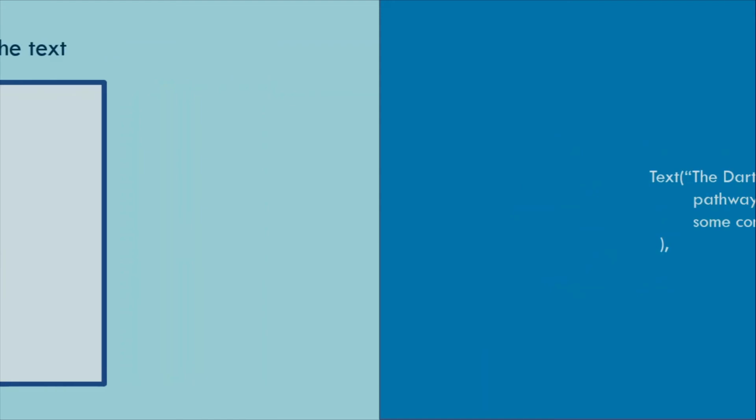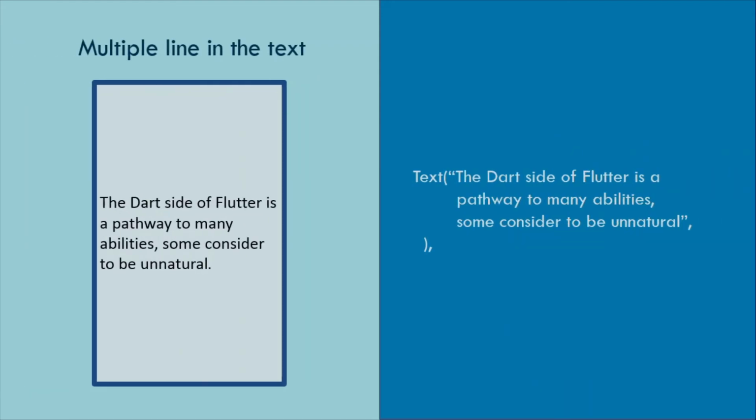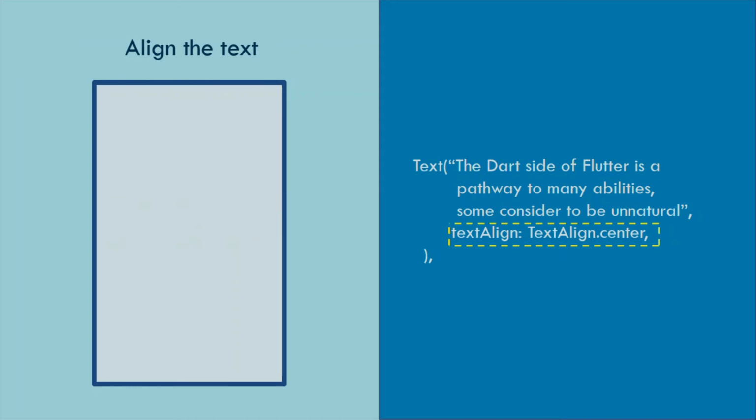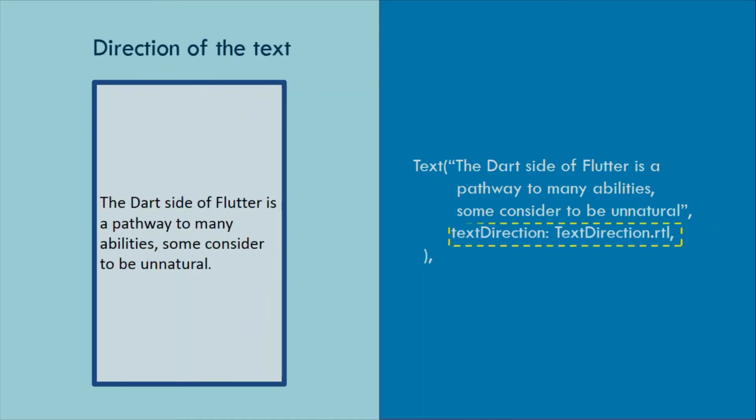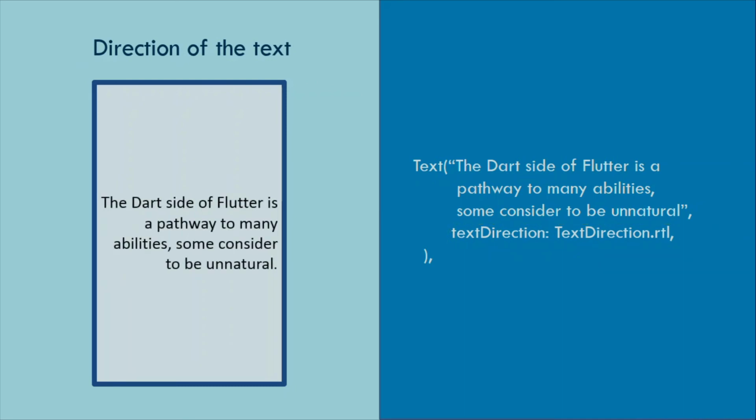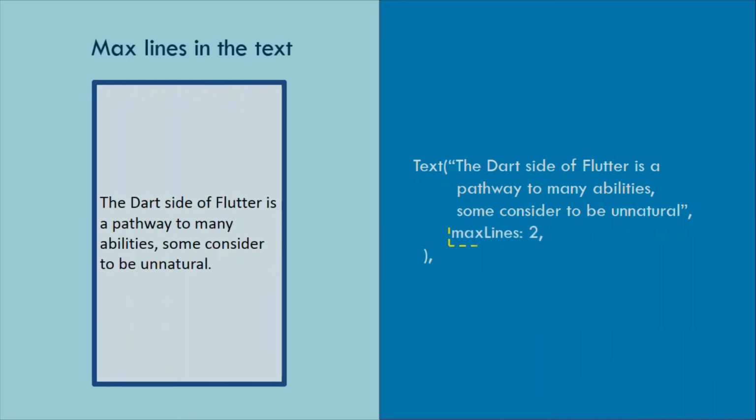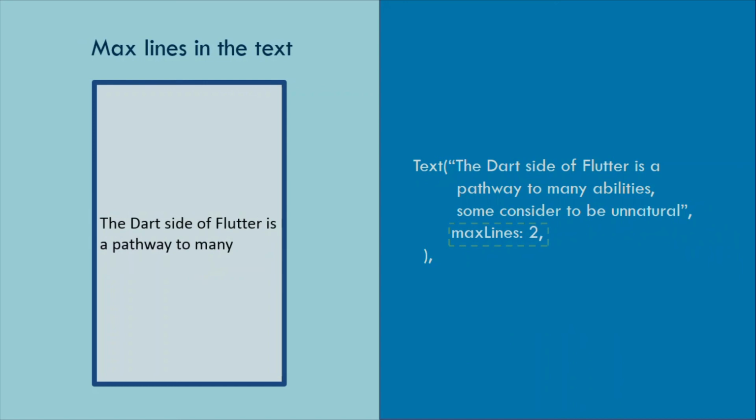If there are multiple lines, the text is clipped to fit the screen. You can align the text to the center using the text align property. You can even change the text direction using the text direction property. Last but not the least, you can limit the lines using the max lines property.